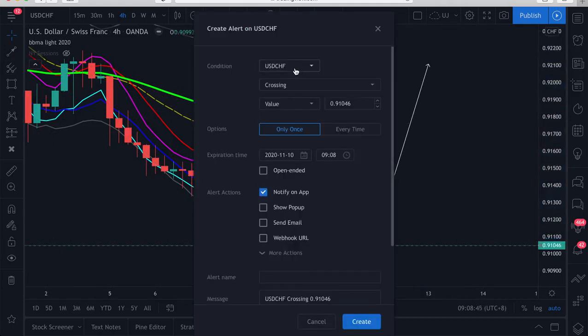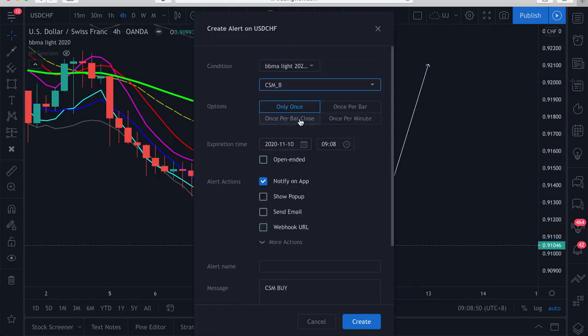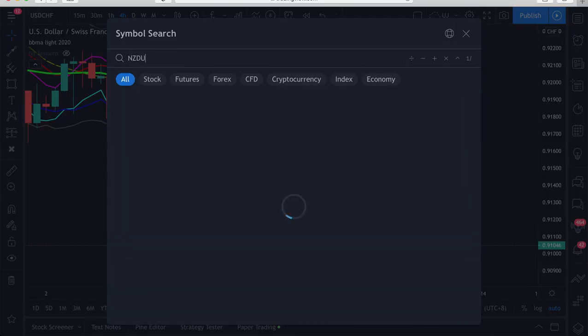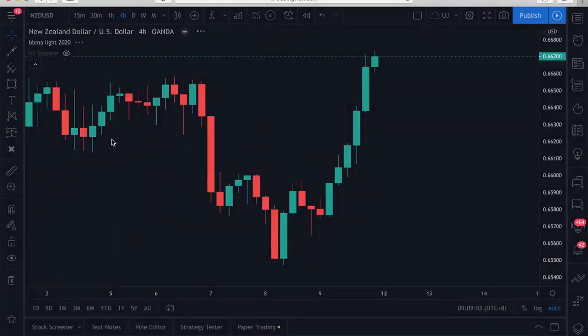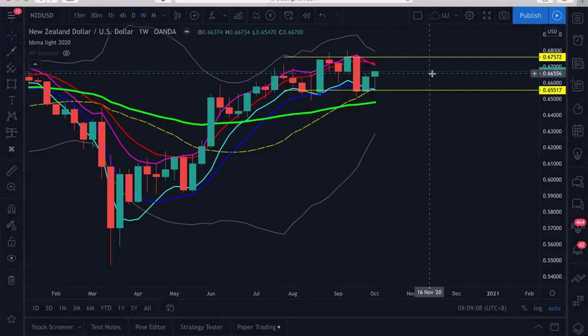So again, we have to set an alert for this pair: CSM buy at H4 EMA 50. Okay, and the last pair that we want to look at for this week is NZDUSD. NZDUSD on a weekly time frame is quite undeterministic. As you can see here, it's actually between the MA510 high and MA510 low.